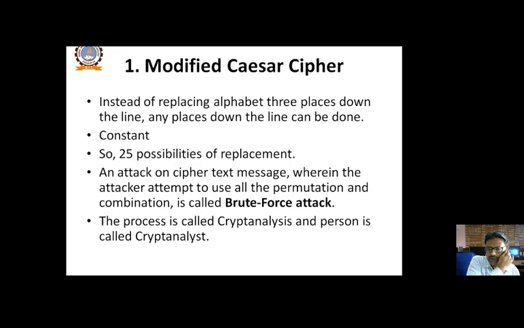The process is called cryptanalysis. The person who is doing this brute force attack is trying to find out the plain text from the ciphertext, and that process is called cryptanalysis because it is not known to the particular person. The person who is doing this will be called a cryptanalyst.